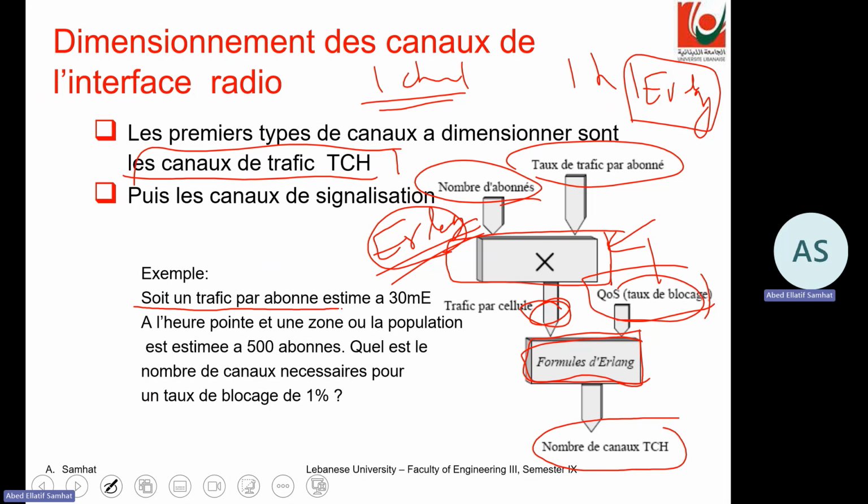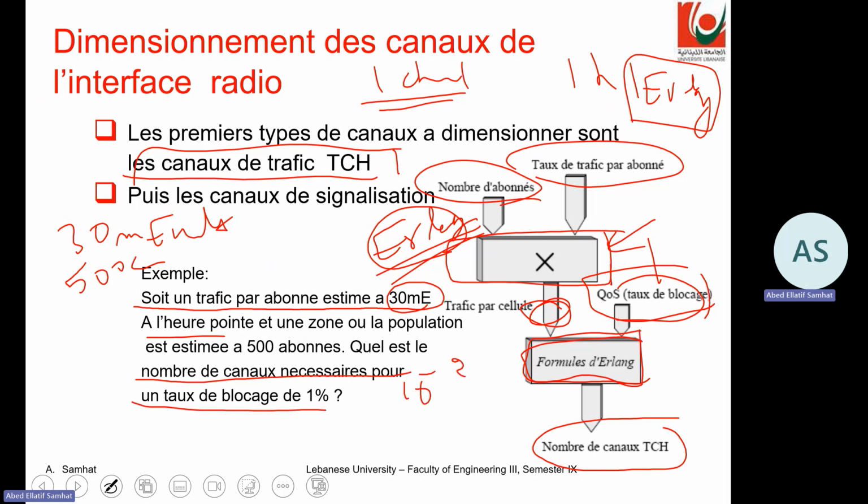Consider a traffic that is estimated per subscriber to be 30 milli Erlang per subscriber, at peak hour. And the population is estimated at 500 subscribers. So what's the number of required channels in order to support this traffic, while the quality of service should be 1%, which is 10 to the power minus 2?